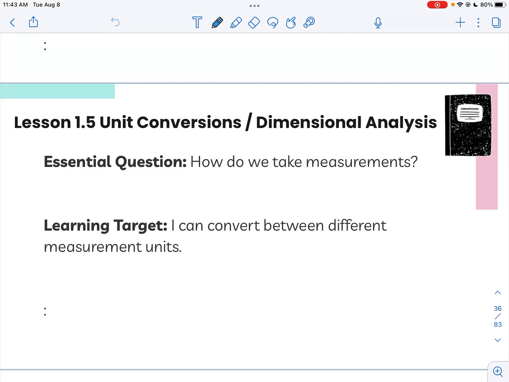In this lesson, we're going to talk about how to convert between different units. And then we'll also talk about the different types of units that we are going to use in this science class. So our question for today is just how do we take measurements? What type of units are we using when we're taking measurements? And then our learning target is we want to be able to convert between those different units.